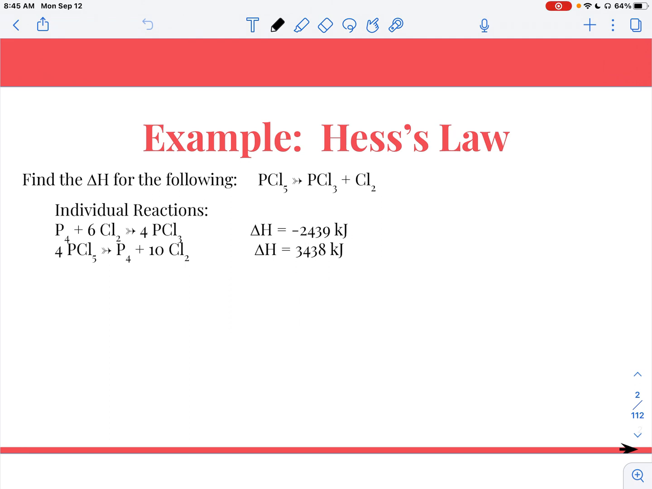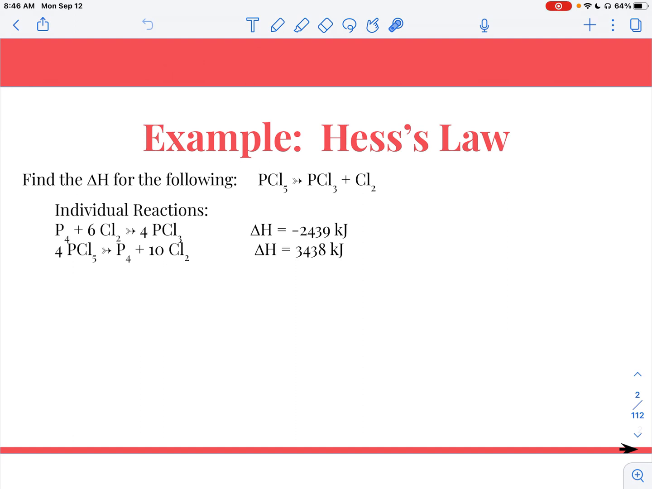There's no real notes for what to do here. You just have to practice it, which is why we're going to take a class to do so. But the first thing I would do is find something in your overall reaction, which is this, that only appears once in your individual reactions. So for example, I'm not going to pick Cl2, because Cl2 shows up here and here, okay? But if I pick PCl5, that only shows up in one place. So what I need to do is make this PCl5 and this one match.